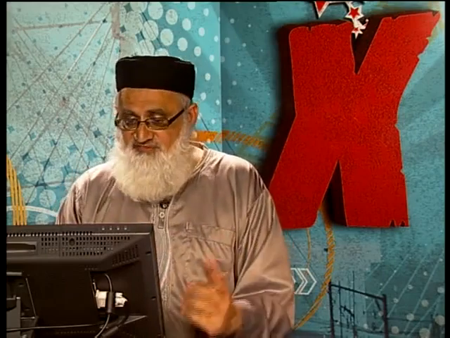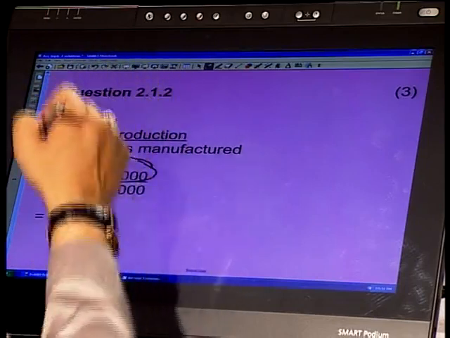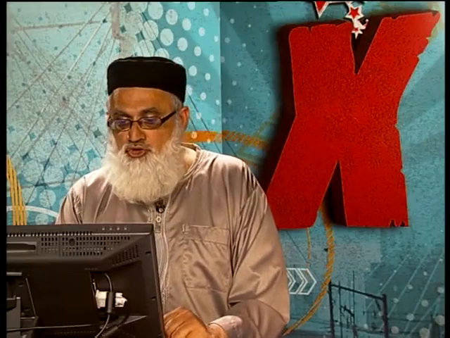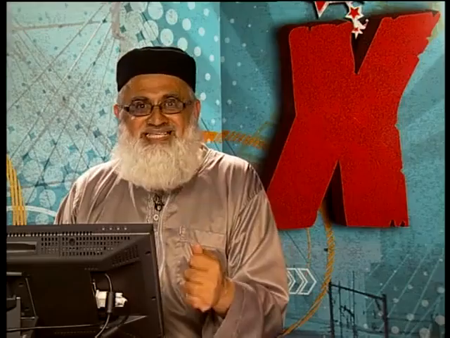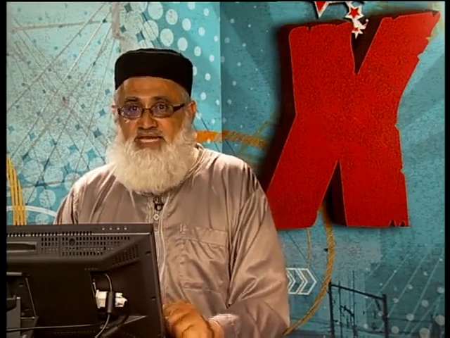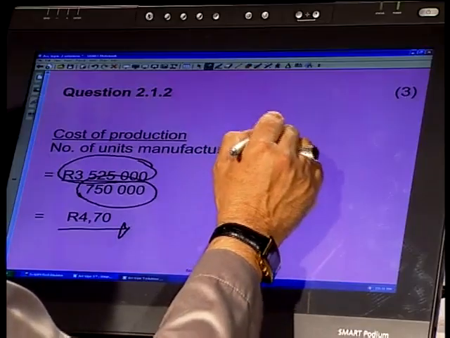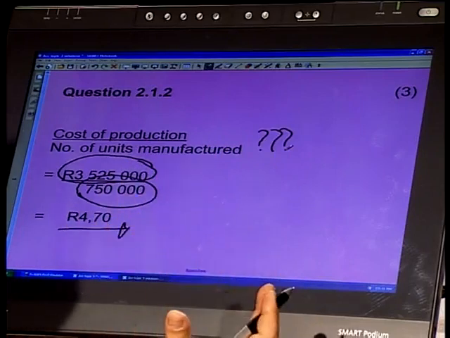You've got to understand the question. What is it that the examiner wants from you? The examiner wants you to calculate the cost of a single pencil. What did one pencil cost me? Therefore, I take my total cost of production and divide it by the number of units produced, which is equal to 4.70 Rand. In other words, each pencil cost you 4.70 Rand to produce.